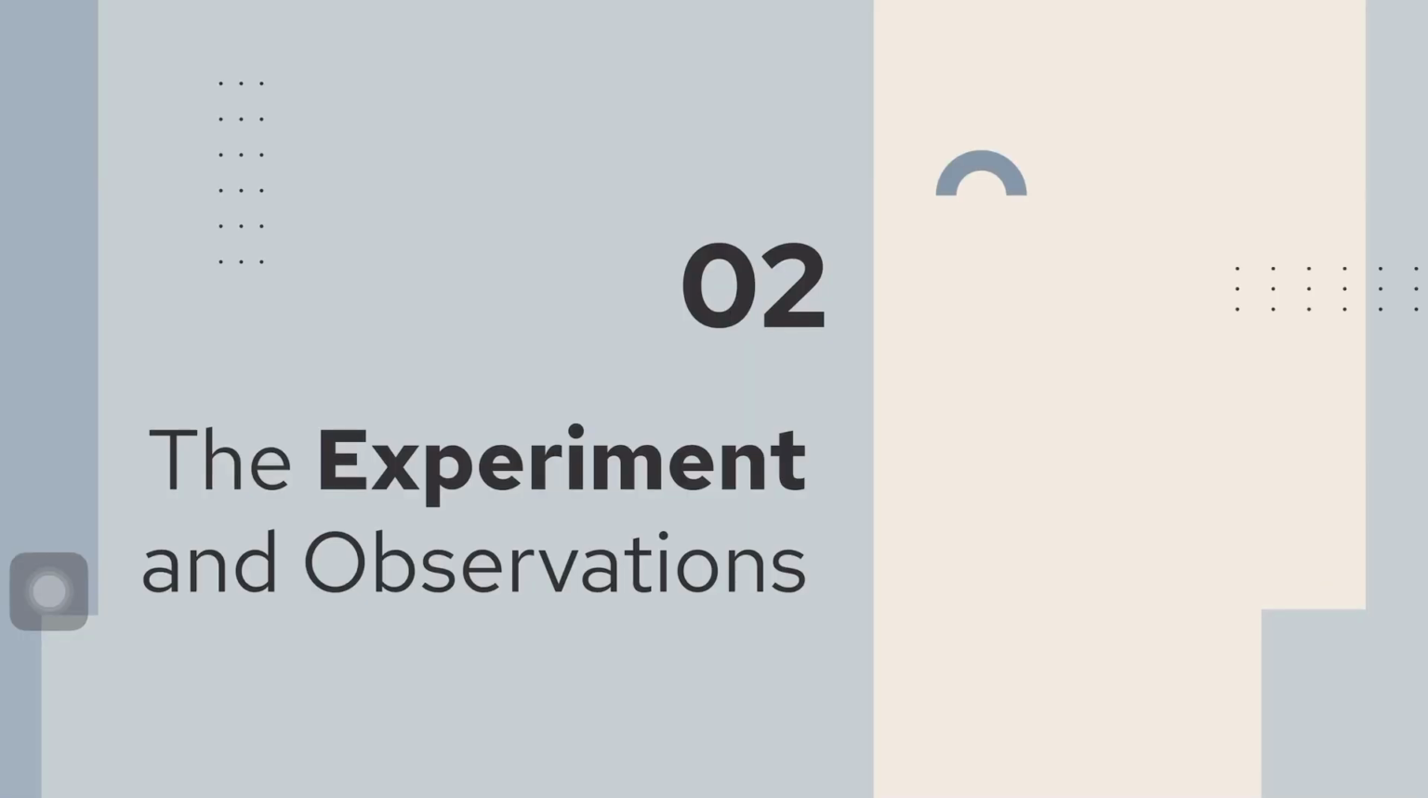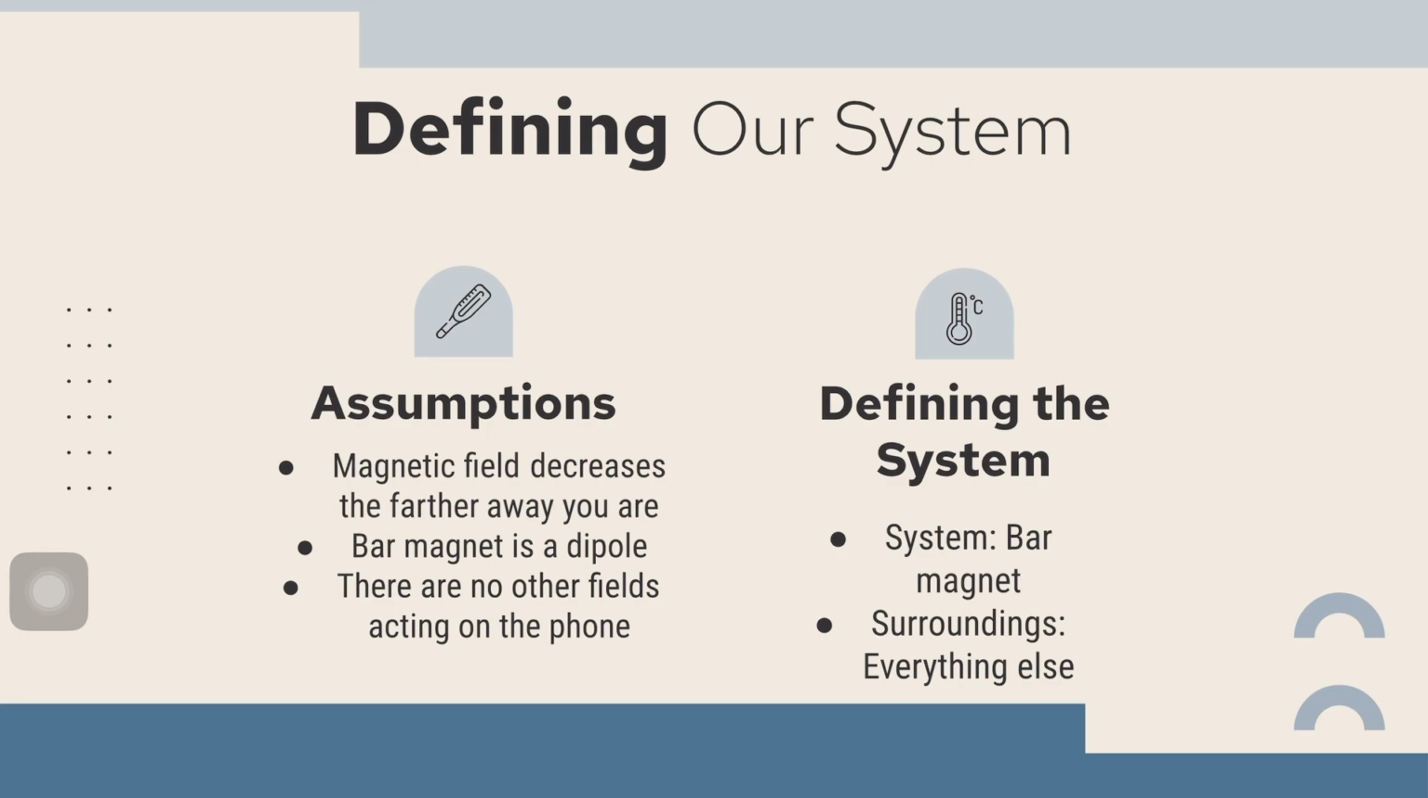Okay, so next we have the experiment observations. Okay, so defining our system. So our assumptions are that the magnetic field will decrease the further you move away from it, as all fields do, and that the bar magnet is a dipole, and that there are no other fields acting on the phone, such as from our electronic devices or anything like that. And the system is just the bar magnet, and anything else is the surroundings.